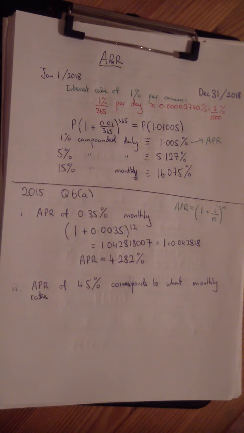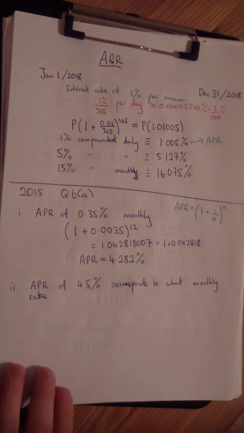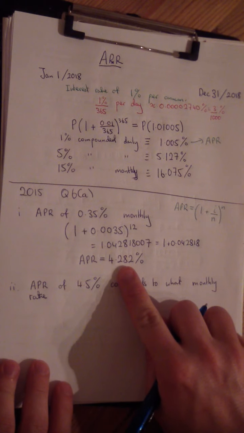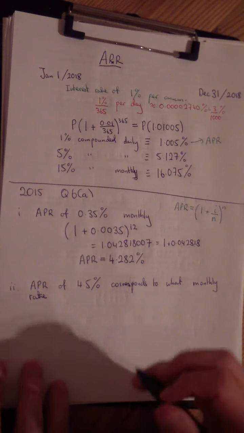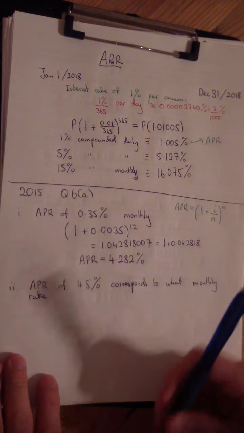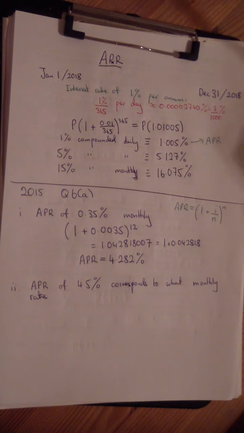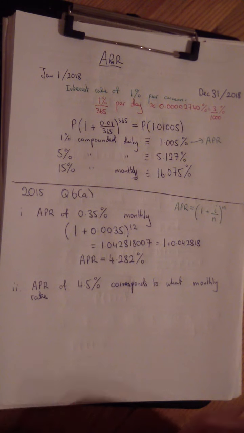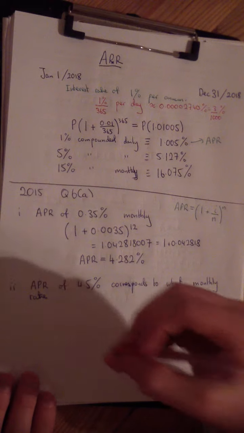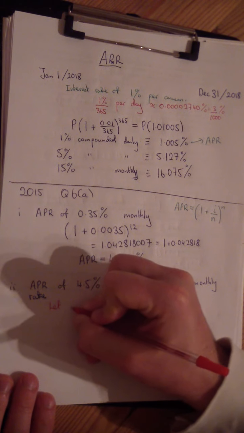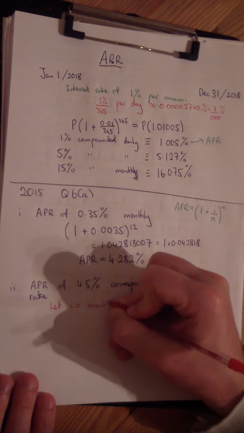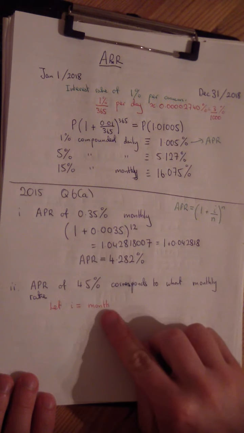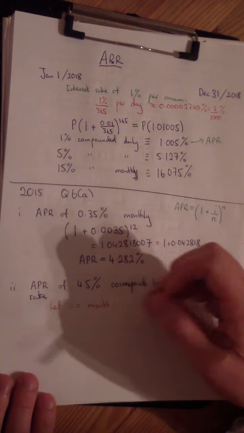Okay. Now this other question is a little bit harder. So here you're getting 4.282 is 0.35% monthly. Now this is going to be a little bit more. Now we have an unknown, call it something. Now you can call it X, but you should be getting a bit better. You don't have to use X, grow up a bit. Use something else, so let I be the monthly rate.